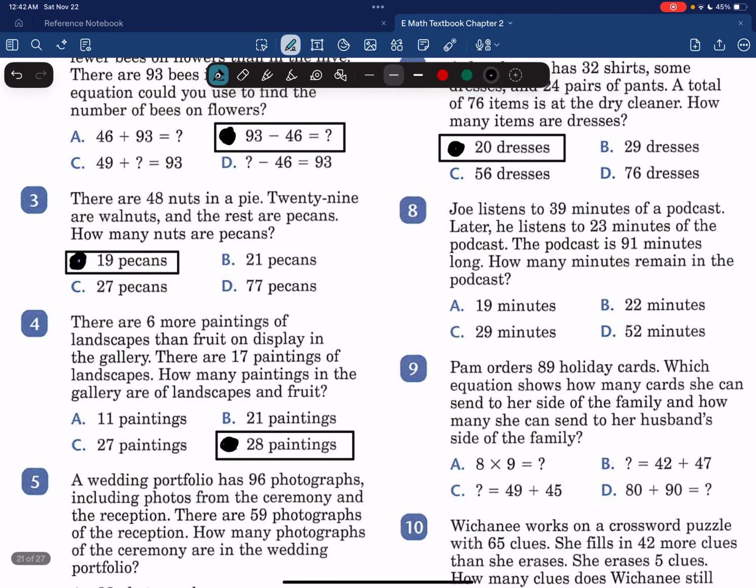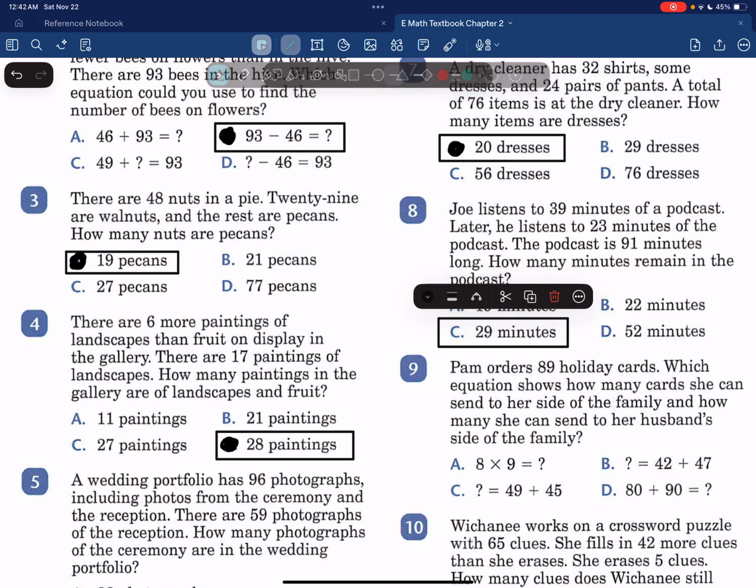So I like answer C on this one. C as in cat.